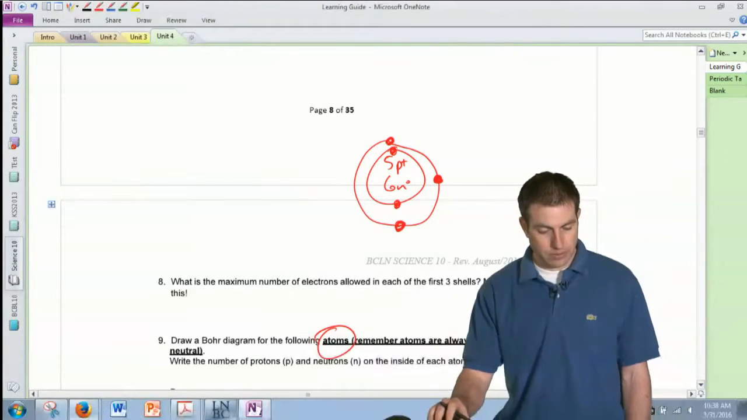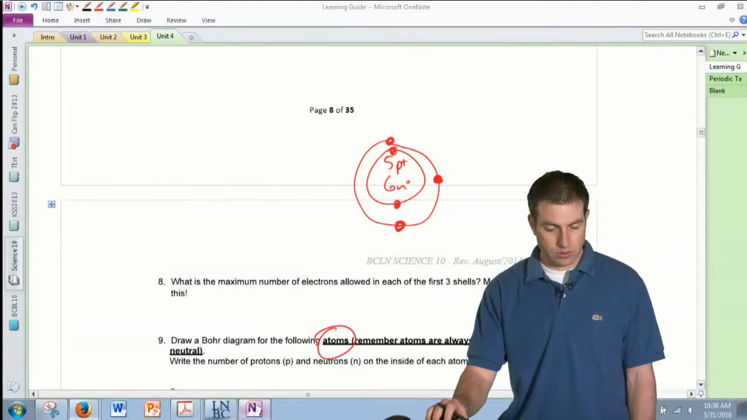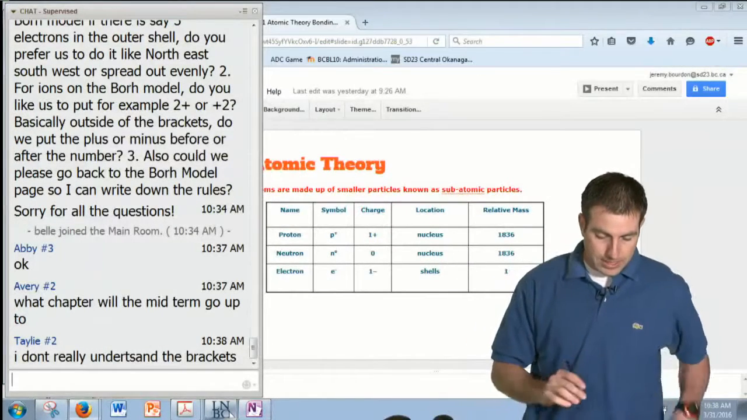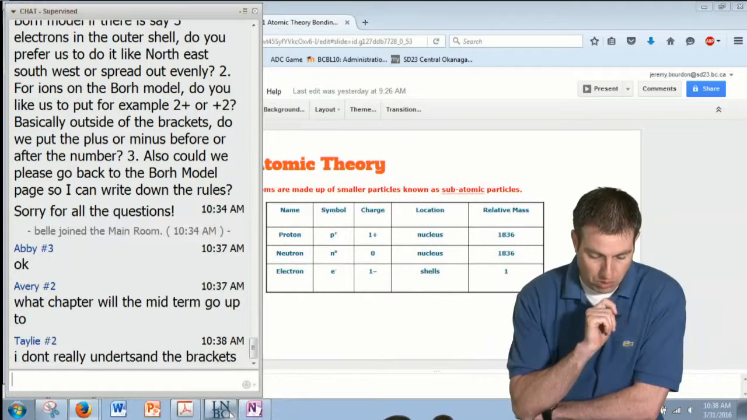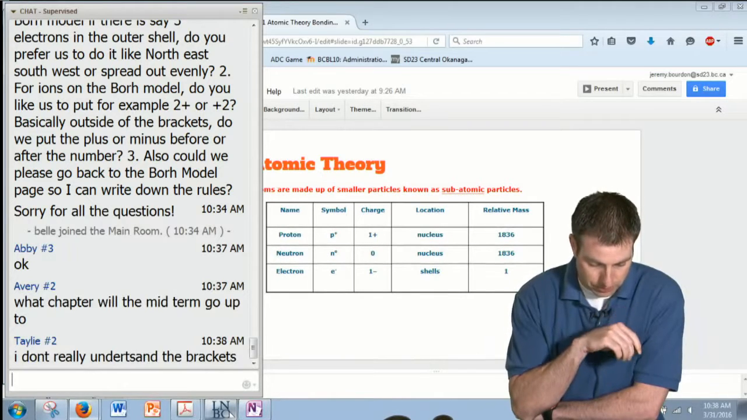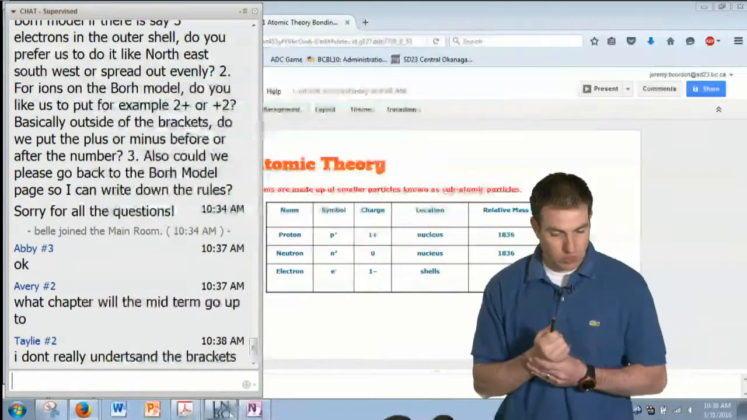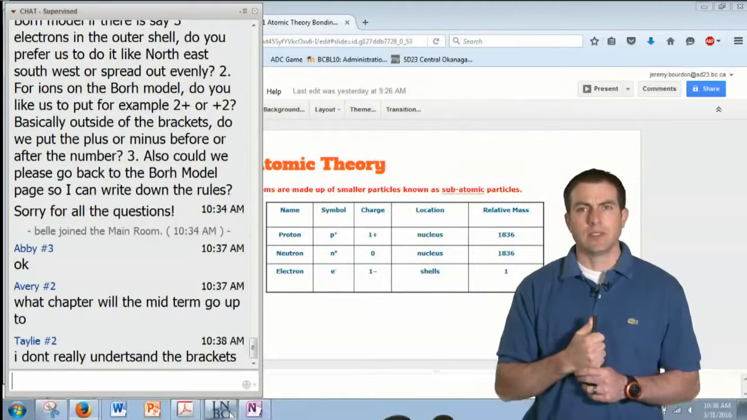What else do we have for questions? Could we please go back to the Bohr model so I can write down the rules? Yeah, for sure. Okay, what chapter will the midterm go up to? That's a good question too, Avery.